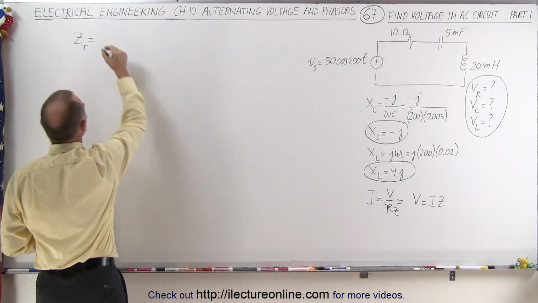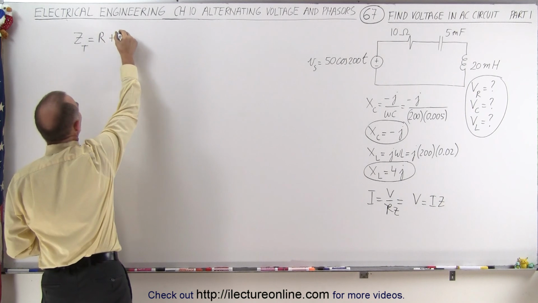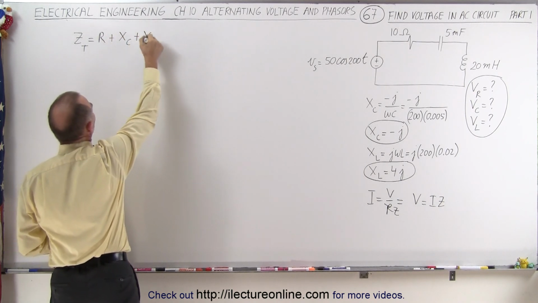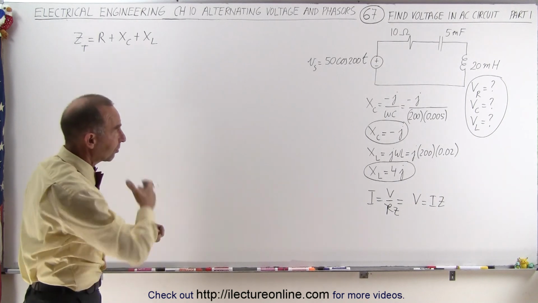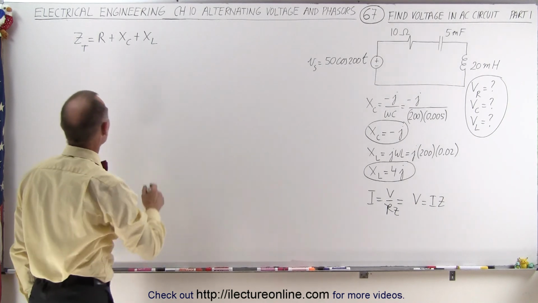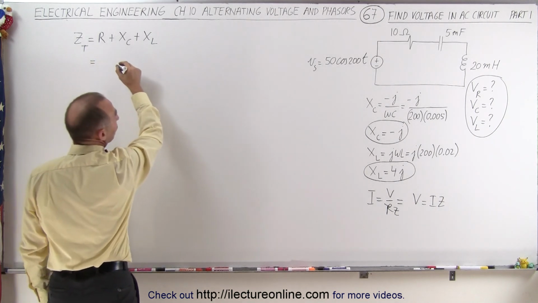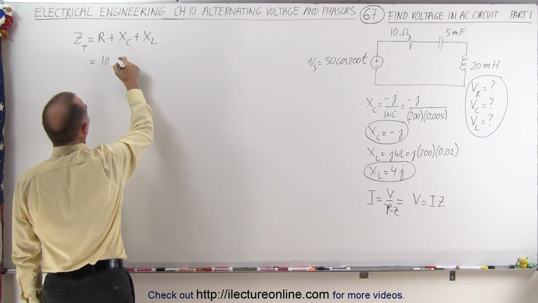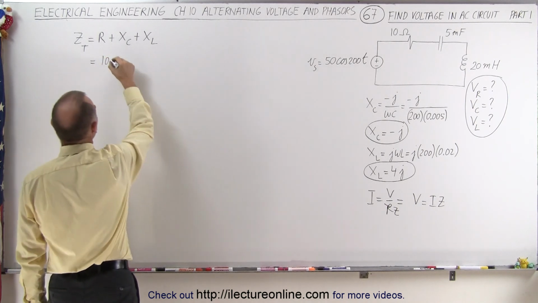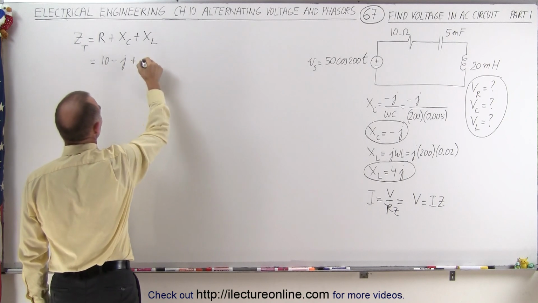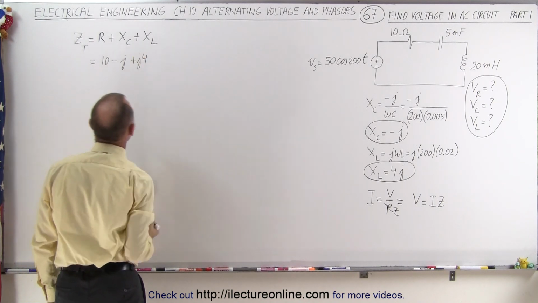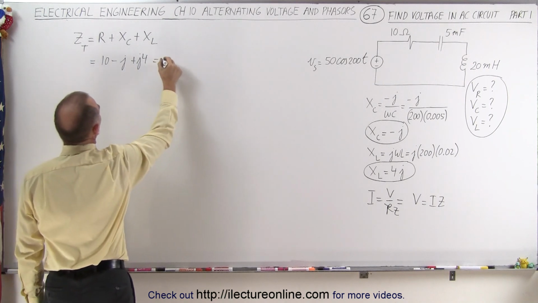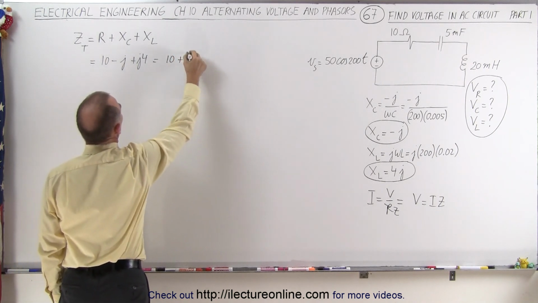So the total impedance, Z total, of the circuit is equal to the sum of all the impedances. In this case, that will be equal to the resistance plus the capacitive reactance plus the inductive reactance, and that's because this is a series circuit. We simply add up the impedances. So that's going to be equal to 10, the capacitive reactance is minus j, and the inductive reactance is j4, because we like to put the j first. And so this will be equal to 10 plus j3.